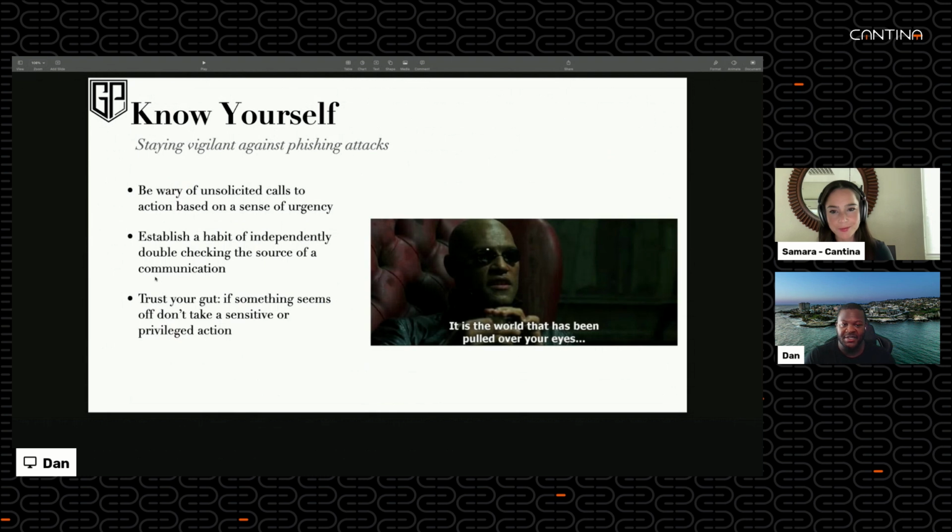The biggest thing to understand with phishing is that phishing is always going to be something unsolicited. You probably did not initiate the communication. And then it's going to try to create a sense of urgency. Someone is going to be coming to you and saying, oh my gosh, I need you to do this right now.